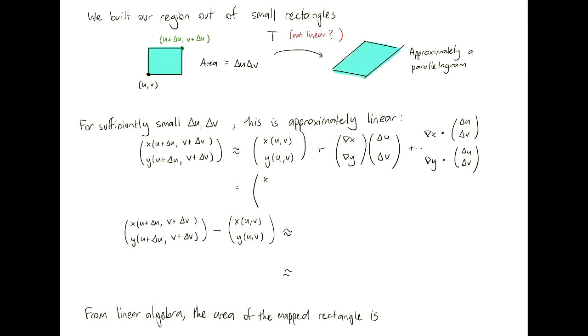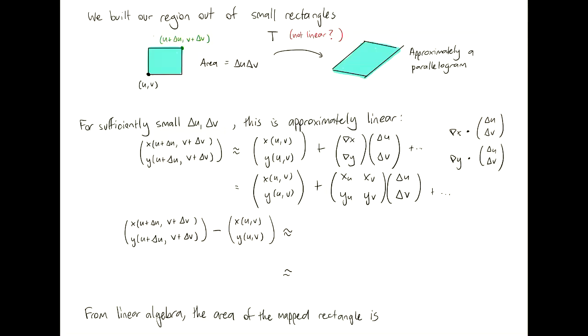Okay, so this is going to become (x of u, v, y of u, v), and this becomes the Jacobian. Remember, grad of x times delta u, grad of x times delta v. Well, grad of x is nothing more than (x_u, x_v) delta u, and this is (y_u, y_v) delta v plus dot dot dot. Let's move this over slightly. Put it in a box even.